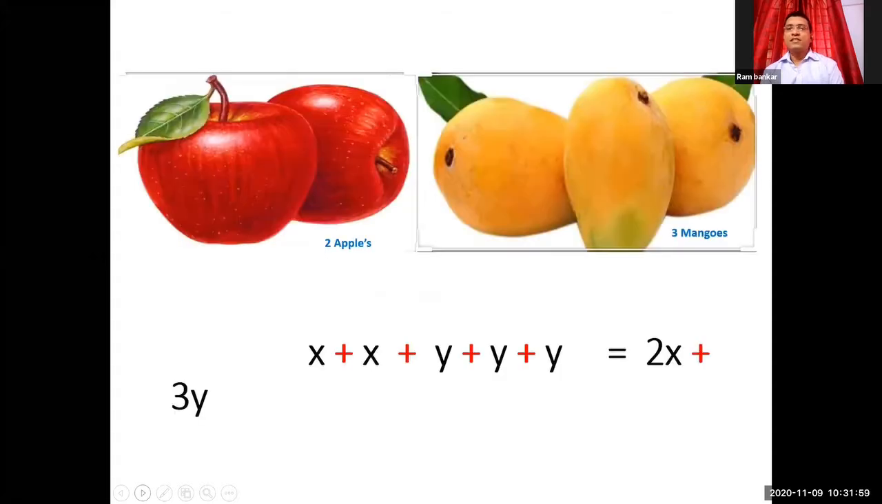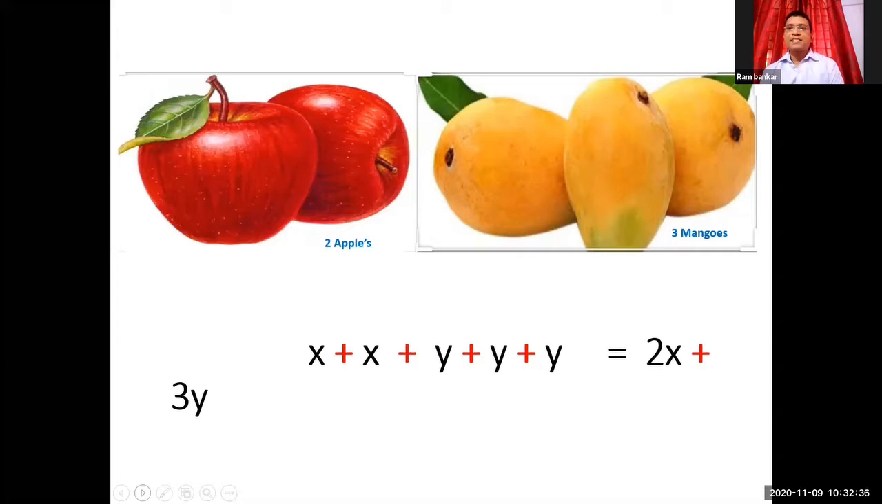Look at the screen, students. You will see there are 2 types of fruits given on the screen. One picture is of apple and the second one is of mango. I think everybody likes these fruits. How many apples are there? 1, 2. 2 apples are there. And 3 mangoes are given. 1, 2, and 3 mangoes. Look at the pictures below.